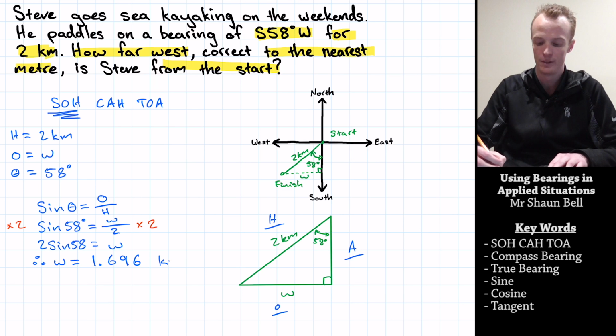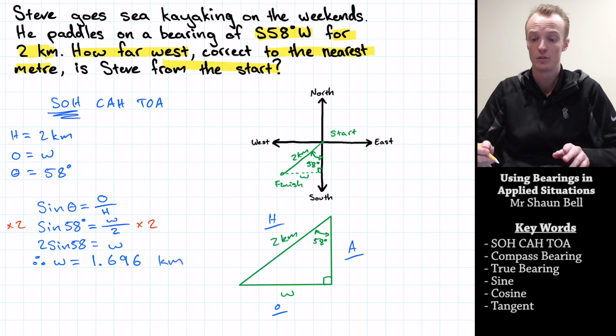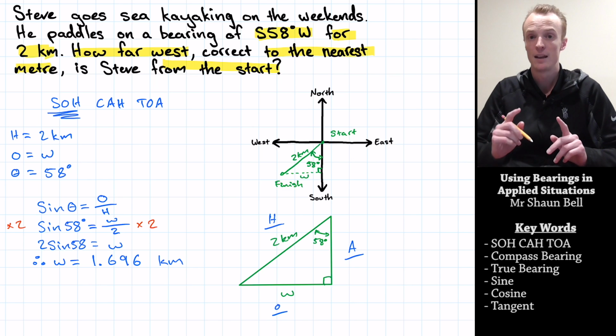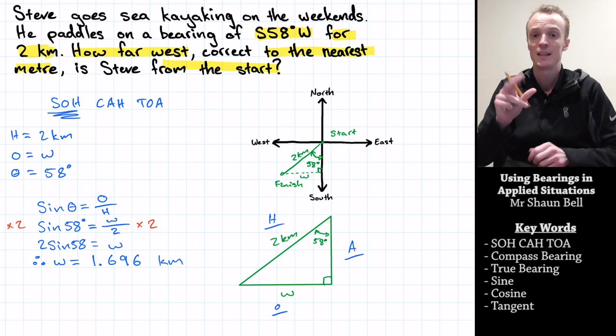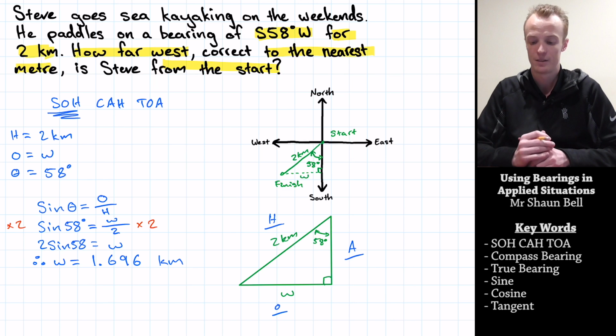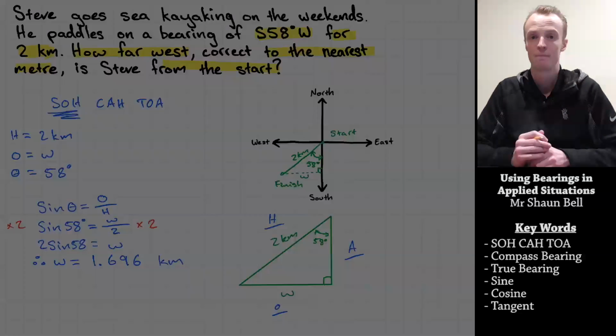1.696 kilometres. Now if we look back to the original question, it asks us to answer this to the nearest metre. Now there's 1,000 metres in 1 kilometre, or 3 zeros. So what I need to do is leave 3 decimal places when I round, like I have here.